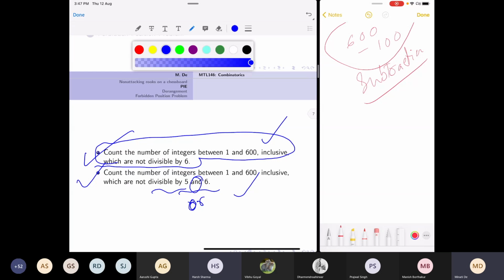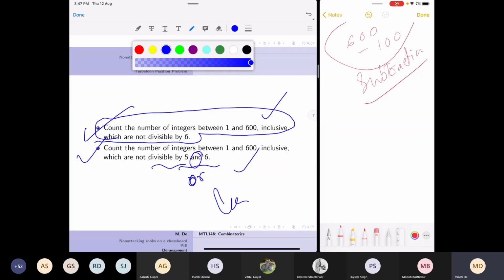So its complement will be those which are not divisible by 5 or 6. Anyway, this is just English language. Yes, that also comes under logic. But I hope you have understood the question.